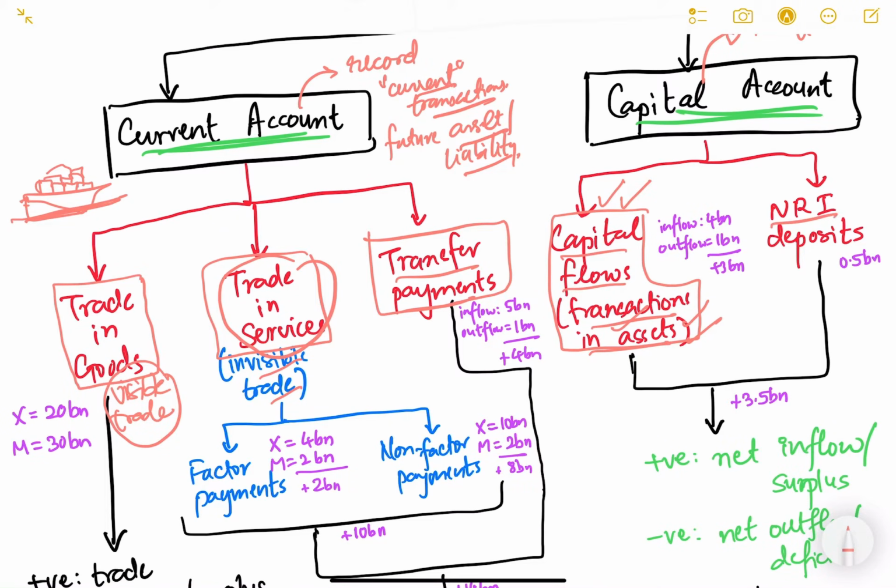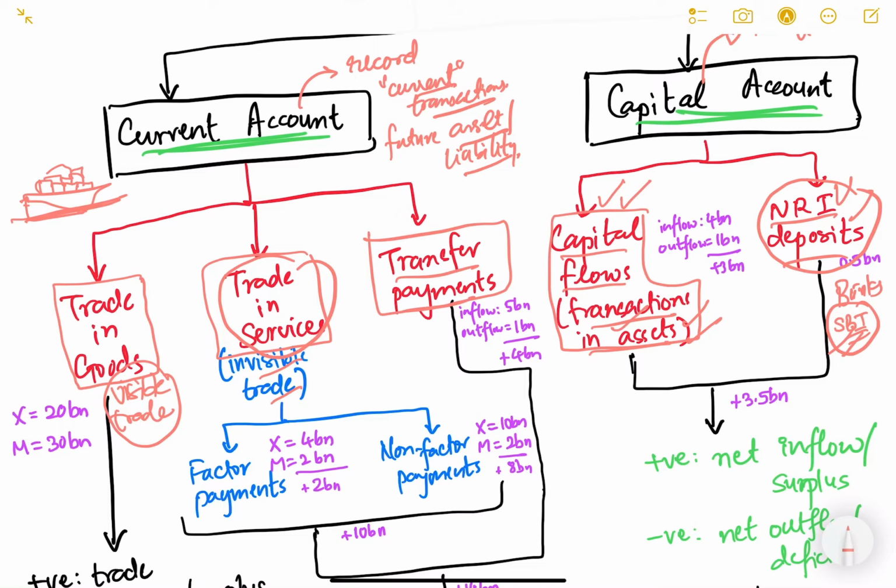And the second one is NRI deposits. Some NRI people who are living in America or Singapore or Australia, UK, Europe, anywhere in the world, are depositing their money in Indian banks, for example. They have an NRI account in SBI bank, and they are saving their money in the SBI account. That is known as NRI deposits.